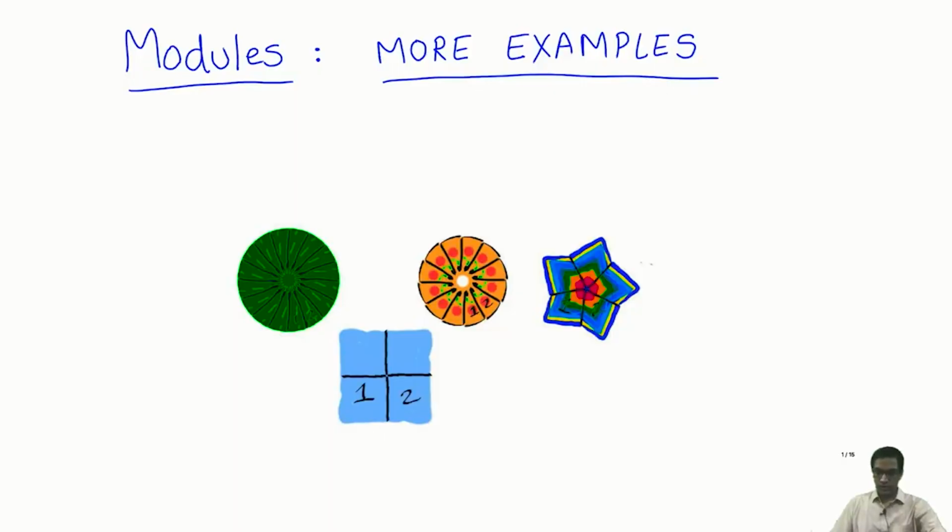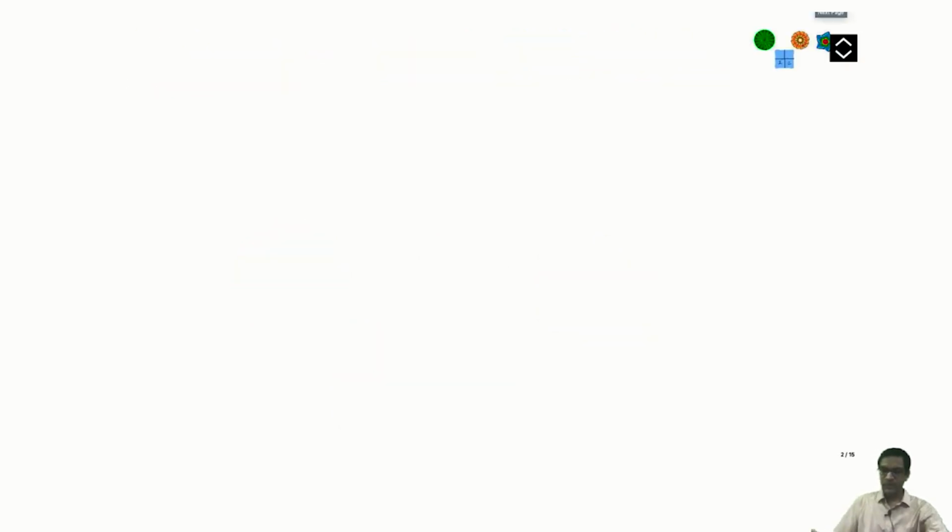Today we'll talk about more examples of modules. So far we have seen modules over the ring Z, its abelian groups, and modules over the ring K[x], which are basically vector spaces together with a linear operator. Now let me consider some non-commutative rings this time.